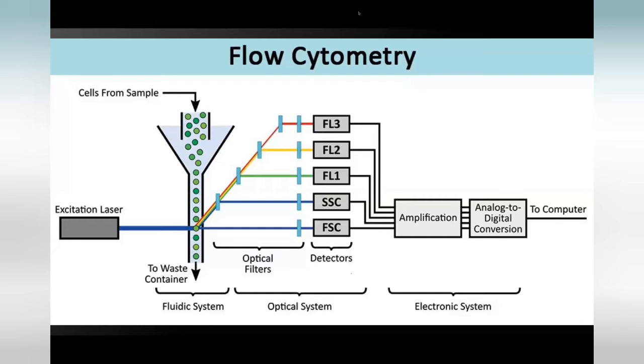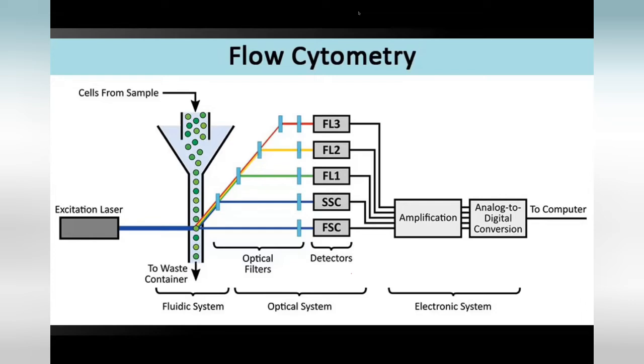This is achieved with the help of a sheath fluid, which runs around the cells at a particular pressure and velocity. So this is called hydrodynamic focusing. The cells go through this detection tube one after the other, and when they go through this tube, the laser strikes the cell. Laser is a monochromatic light which hits the cell.